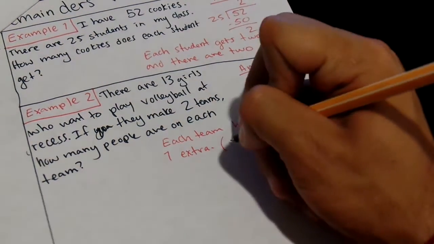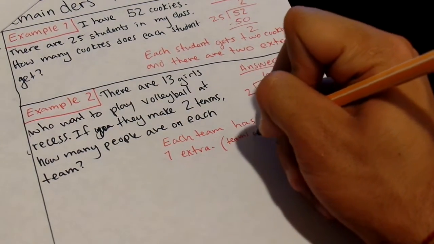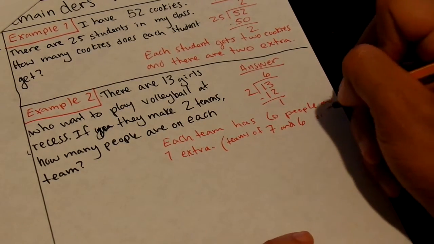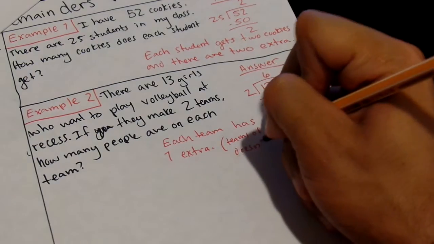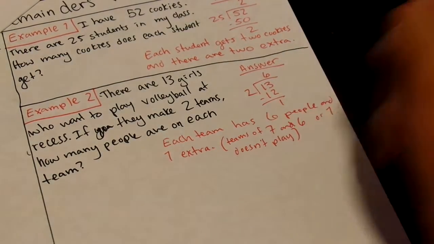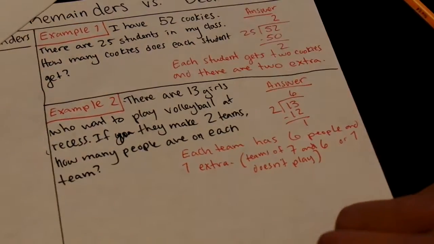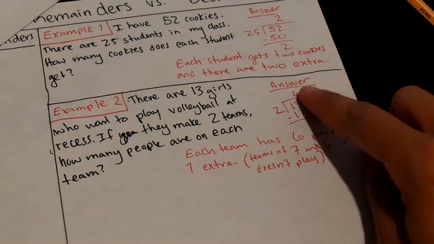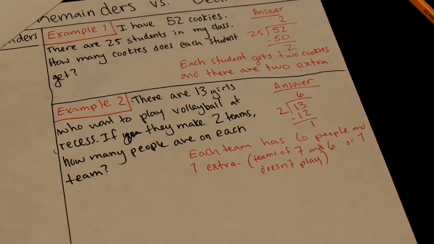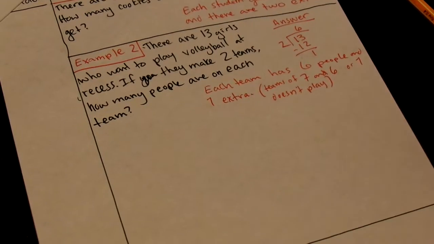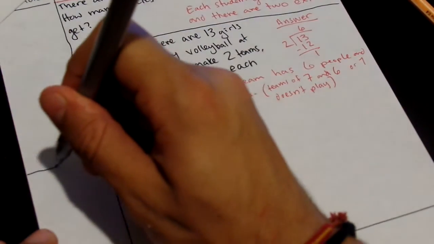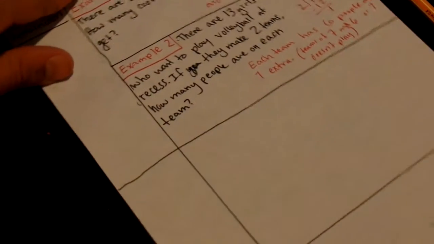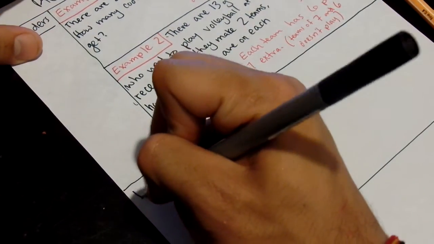Now, of course, you could do teams of 7 and 6, or 1 doesn't play. I'm not concerned with what that one extra person does, but we see we have 6 people on each team with 1 left over. That's a remainder. We don't have decimal people. Okay, and now I'm going to divide that, and we're going to look at decimals.